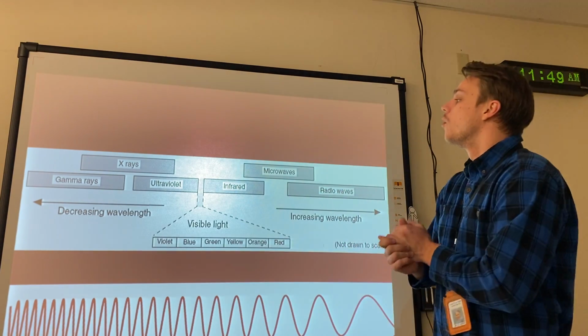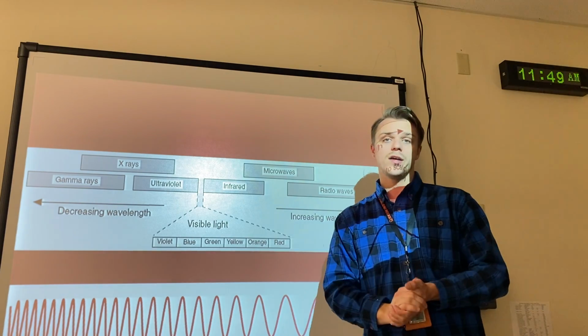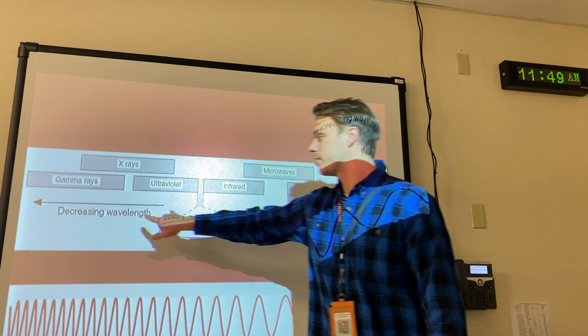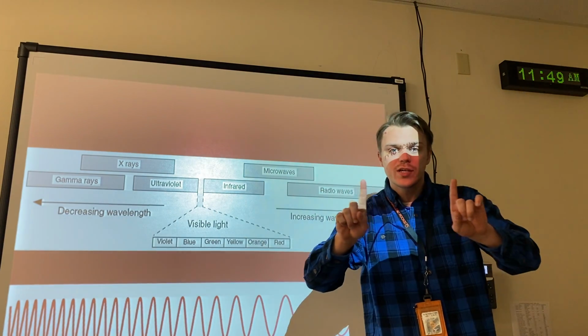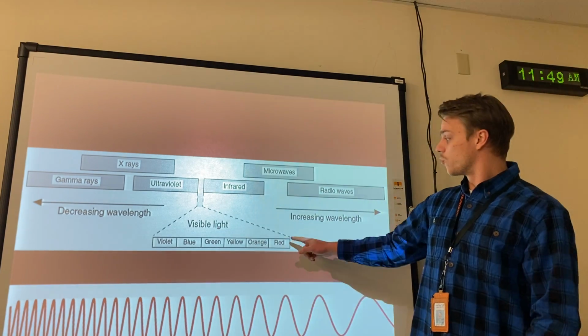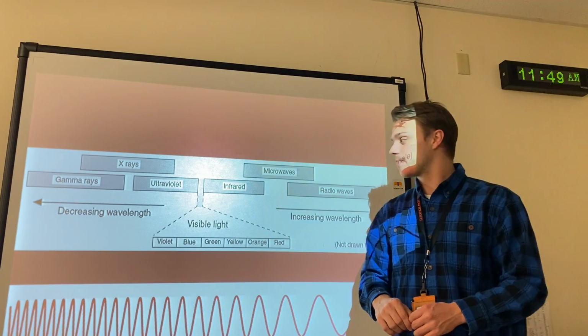All right? Which form of visible light is going to have the longest wavelength? So if we're looking at this increasing versus decreasing wavelength, if we are increasing the wavelength, we're making the wavelength longer and longer and longer. So red light is going to have the longest wavelength, okay?